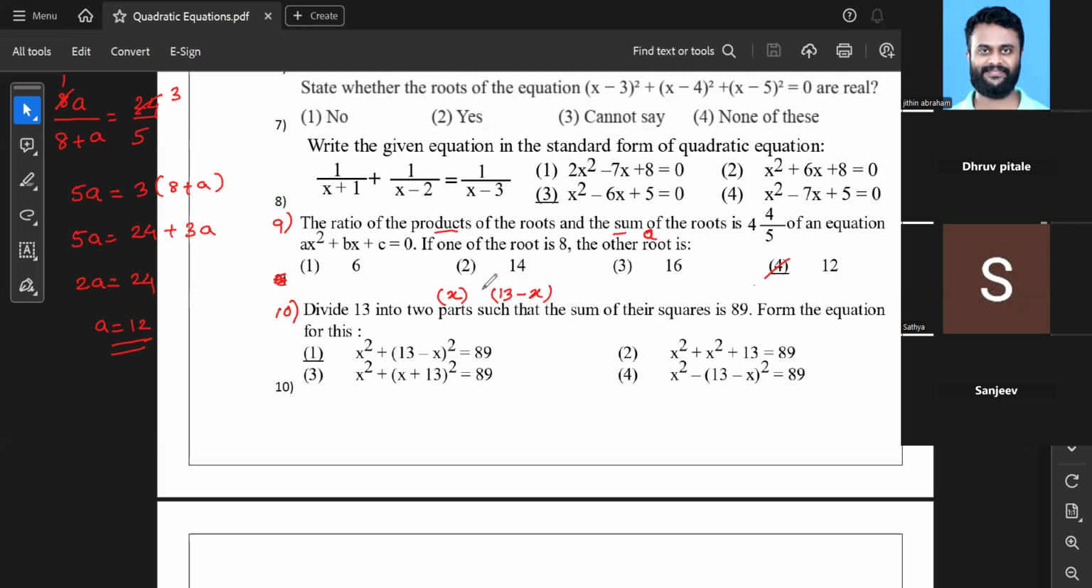Now the sum of their squares is 89. That means first you have to square them and then add them to get the answer as 89. And this is nothing but option number one.